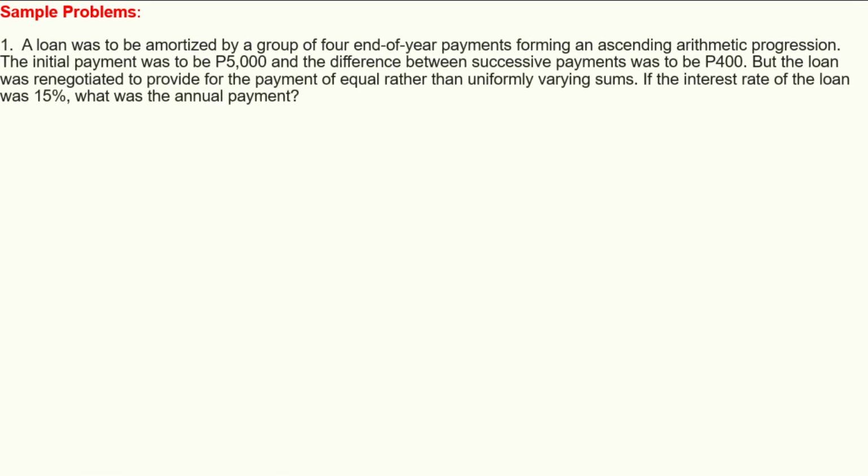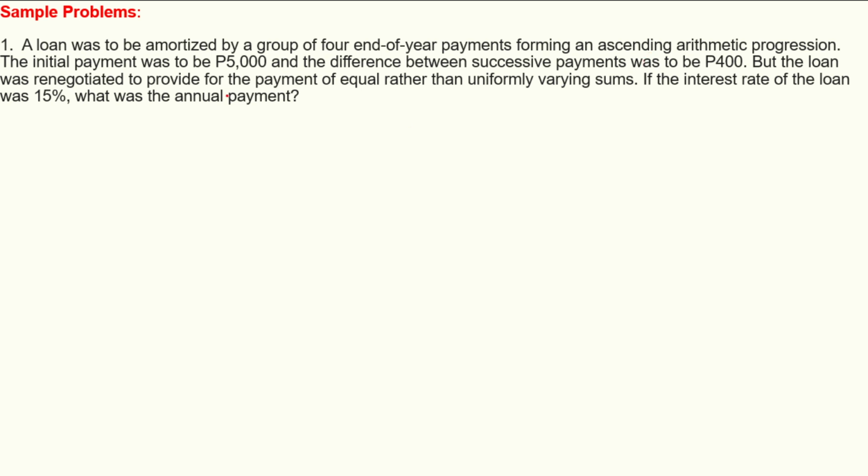So, sample problem tayo. A loan was to be amortized by a group of 4 end-of-year payments forming an ascending arithmetic progression. The initial payment was to be 5,000 and the difference between successive payments was to be 400. But the loan was renegotiated to provide for the payment of equal rather than uniformly varying sums. If the interest rate of the loan was 15%, what was the annual payment?